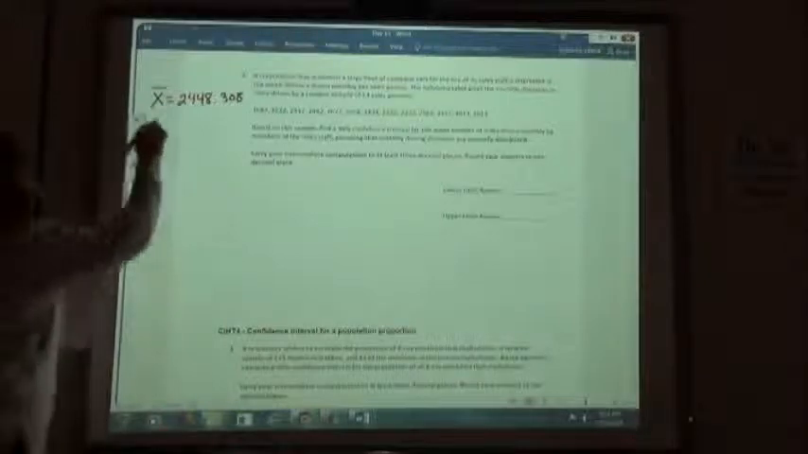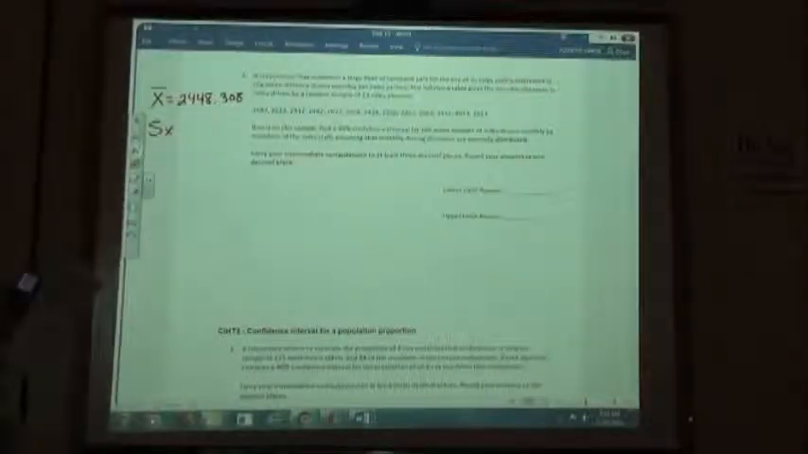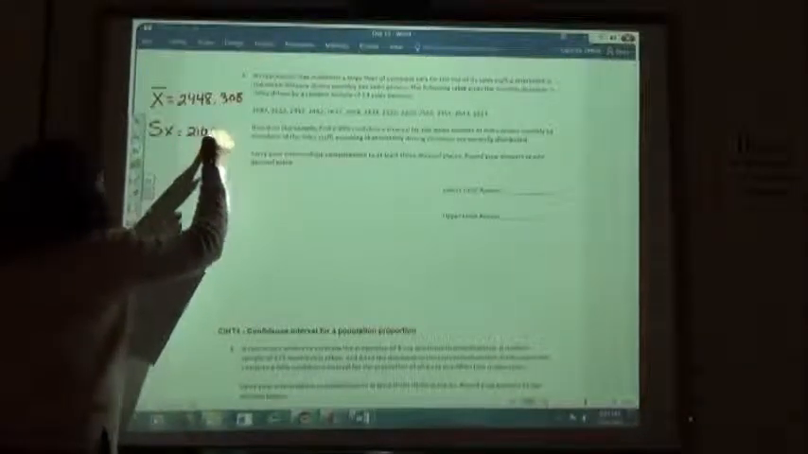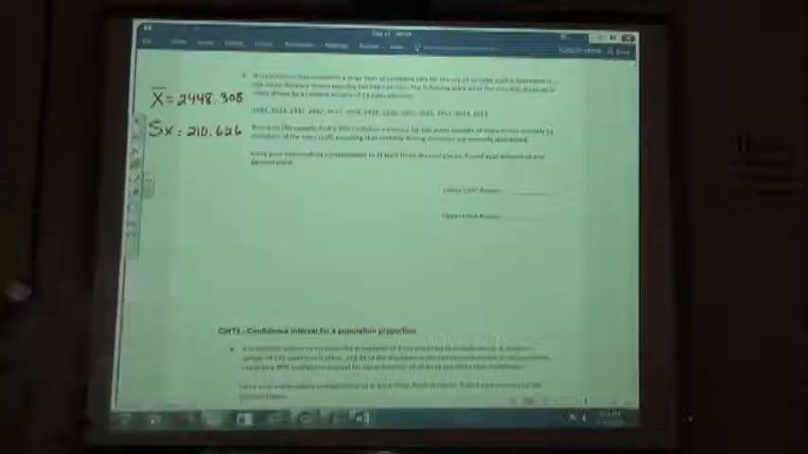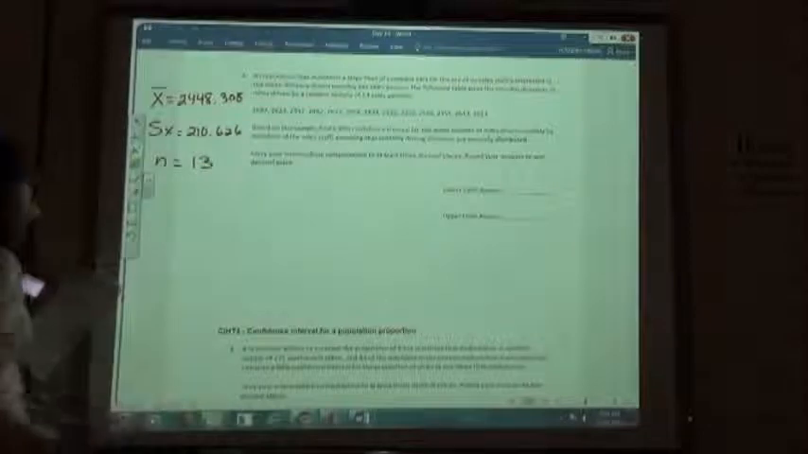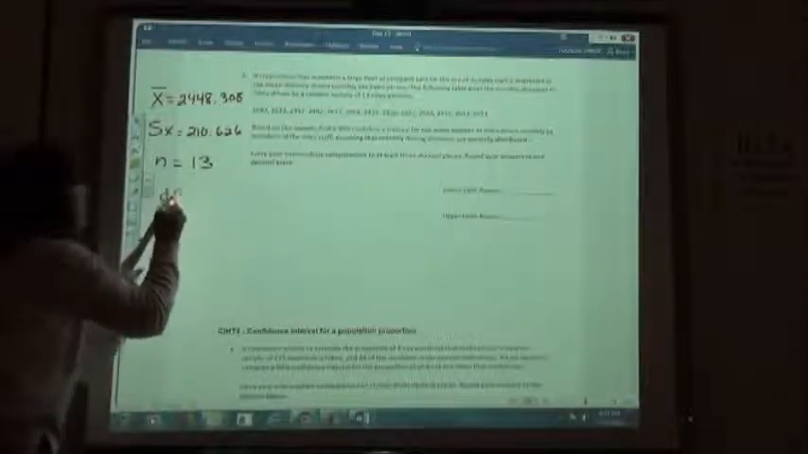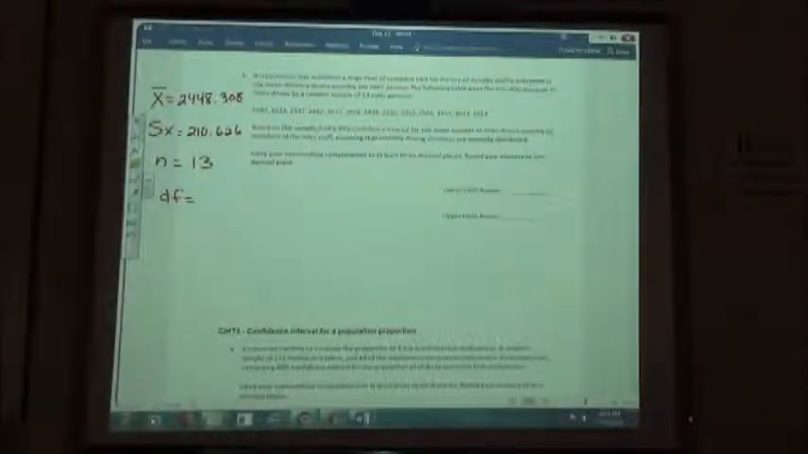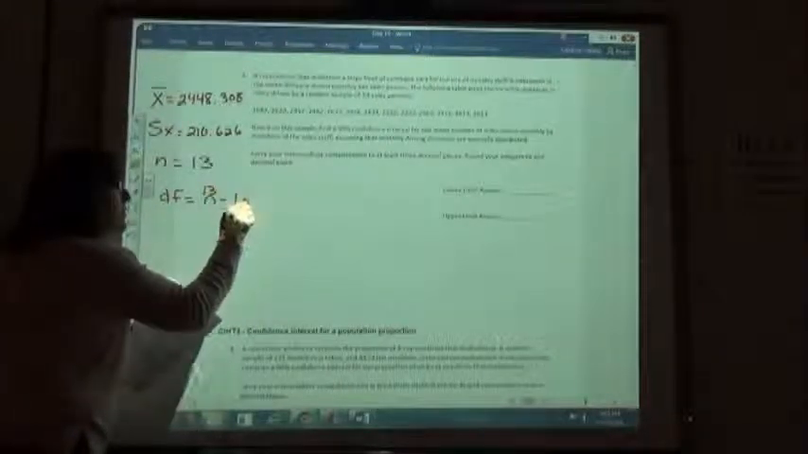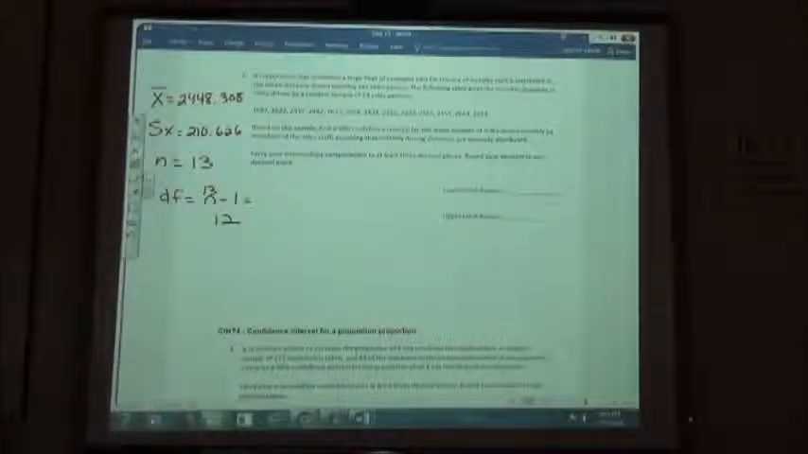We also need our sample standard deviation. It looks sort of like an S with a sub X. Our sample standard deviation would be 210.626. We know our N. Our N is going to be 13, and while I'm thinking about it, our degree of freedom then is going to be N minus 1. So 13 minus 1 is going to be 12, right?